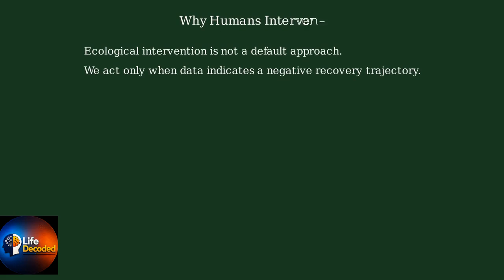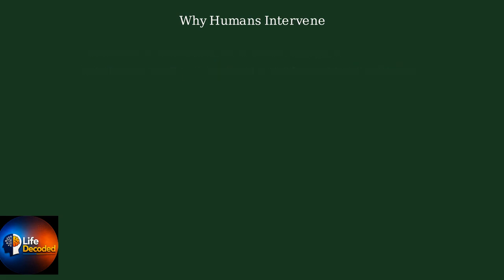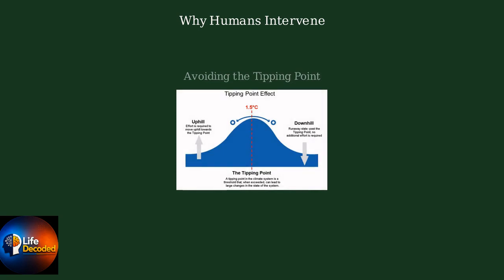Ecological intervention is not a default approach. We act only when data indicates a negative recovery trajectory, threatening to bypass the natural resilience of the environment. We monitor for critical thresholds or tipping points. If an ecosystem crosses these, it may shift into a degraded state where recovery is no longer possible without assistance.